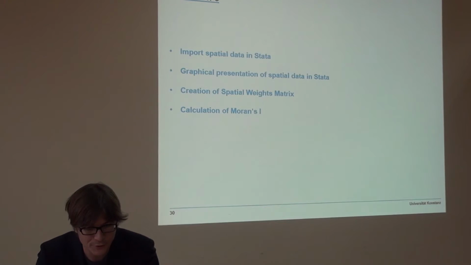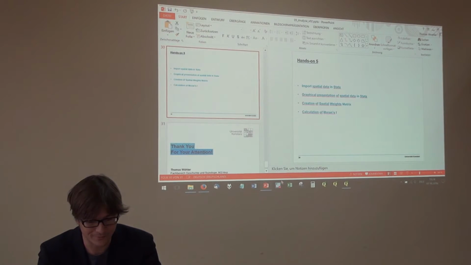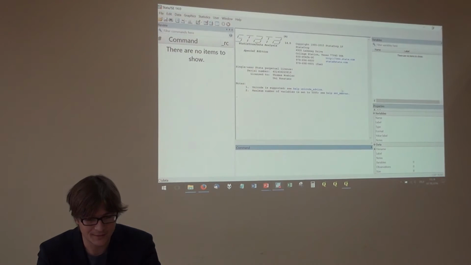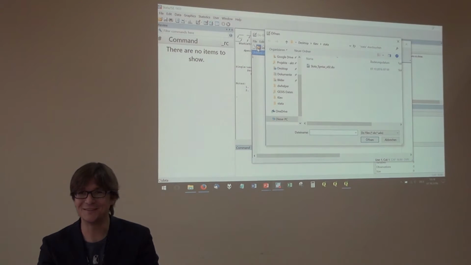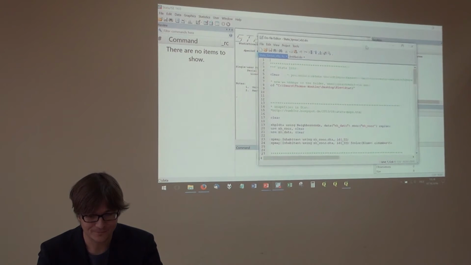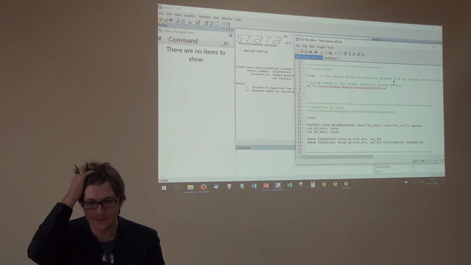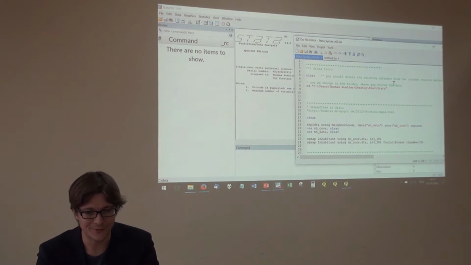And now I will show you how this is done with the Stata program. You just have to watch what I'm doing. At the moment you can't replicate it. I have now this Stata syntax, and I will go line by line and explain what I'm doing, and then you can do it on your own.